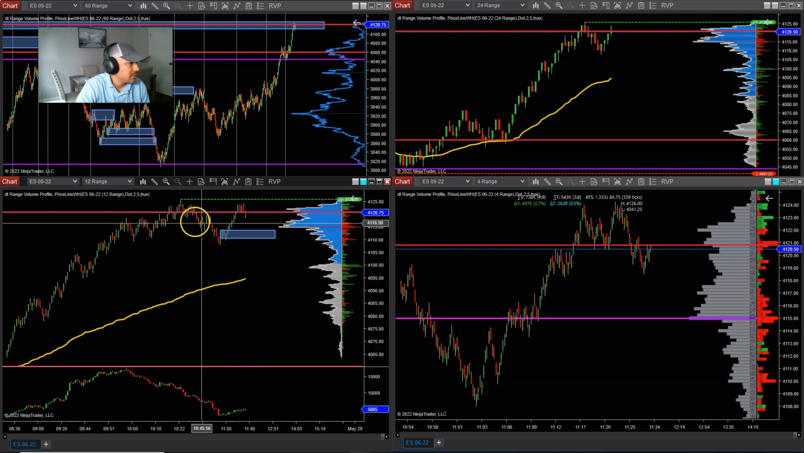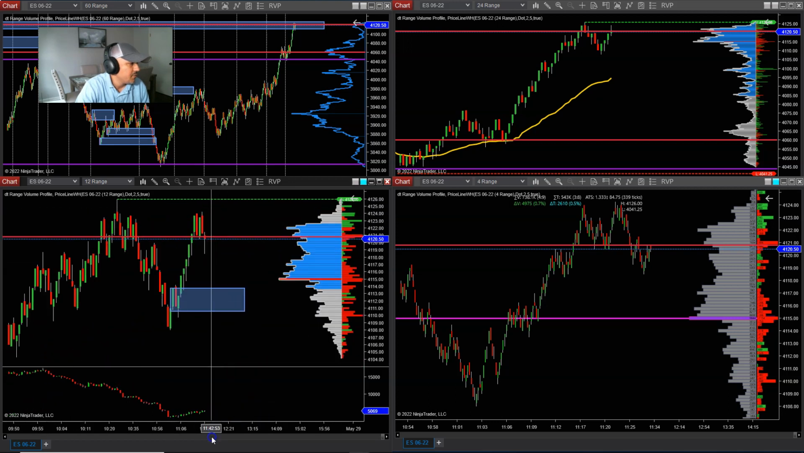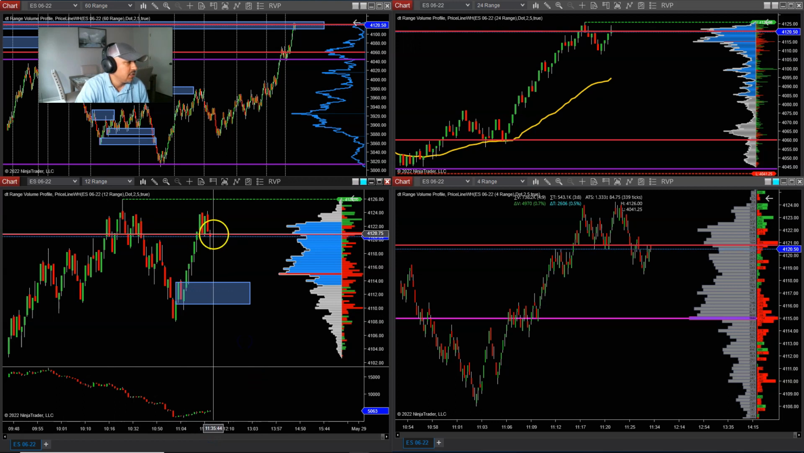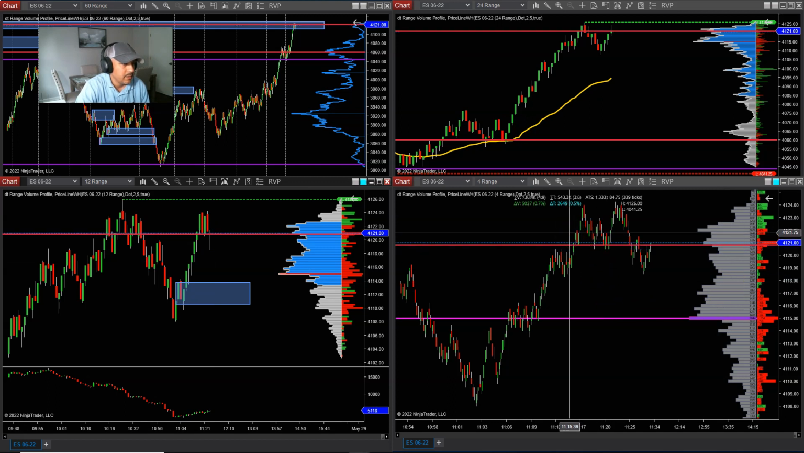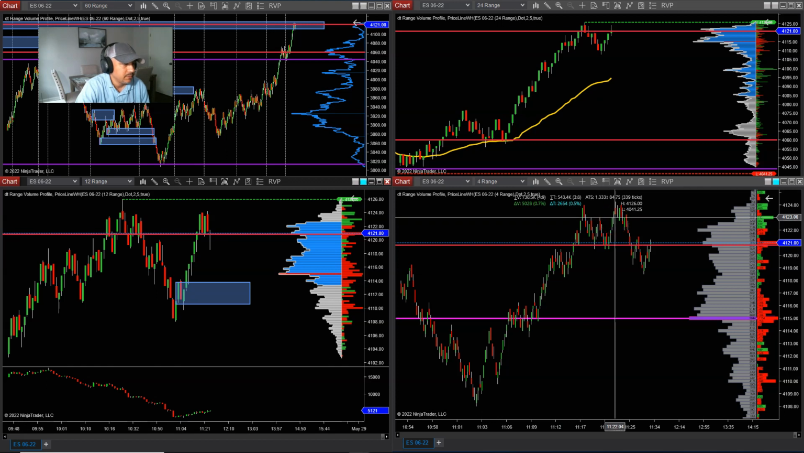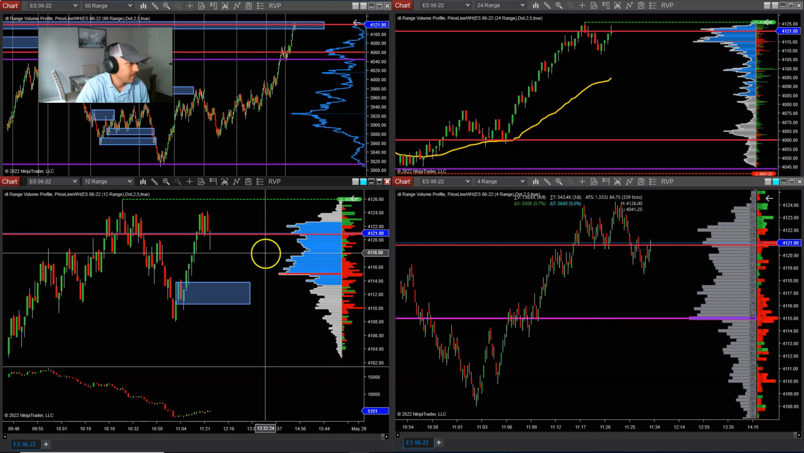Price pulling back to test this area right here on the 12. You see it, but the only problem is, to me, it's not broke 41.21 to the downside, closing with a red candle. So I'm not interested. Honestly, nah, not at all.